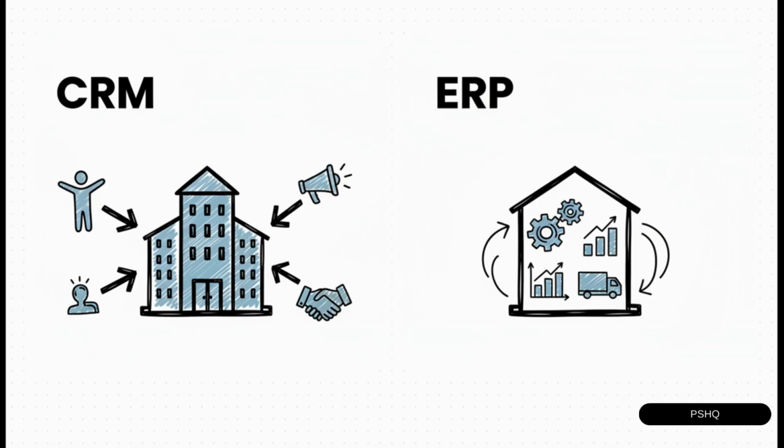First, you've got CRM, Customer Relationship Management. That's everything that faces the outside world. Your sales process, your marketing campaigns, customer service, all of it. And then you've got ERP, Enterprise Resource Planning. Think of this as the engine room of the company. It's running all the internal machinery: finance, operations, supply chain, you name it.